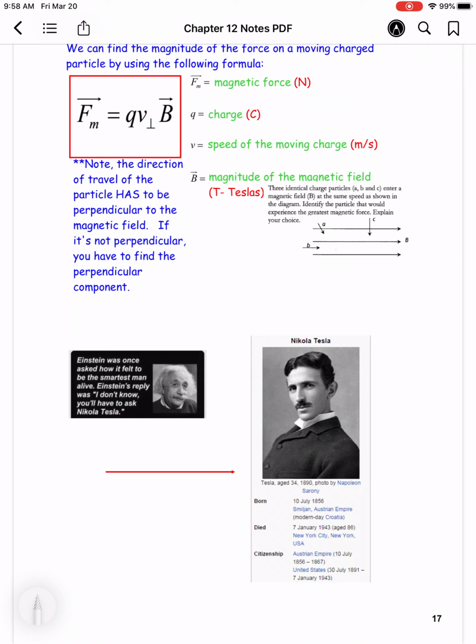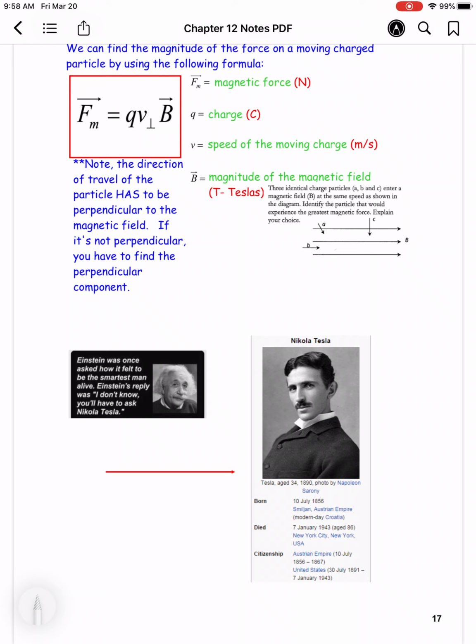The next thing I want you to notice in this equation is that there's this little symbol, a kind of upside down T. That is a perpendicular symbol. What that means is that the velocity must be perpendicular to the magnetic field. The magnetic field is capital B, measured in Teslas, which is after Nikola Tesla.